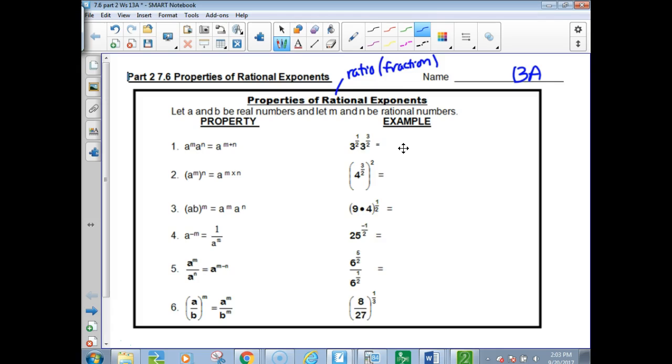That's what these are, fractional exponents. So if you're going to do 3 to the 1/2 times 3 to the 3/2, you add the exponents, just like the rule was, but they happen to be fractions. This would equal 3 to the, what's that? 3/2 plus 1/2 would be 4/2, which reduces to 3 to the second, which is 9.